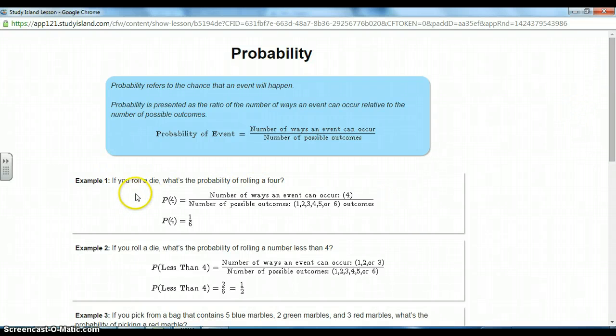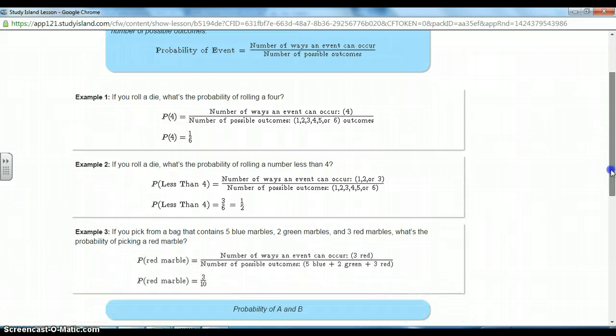So if you roll a die, what is the probability of rolling a 4? Well, the probability of a 4, it can only happen once. That's the number of favorable things. And the number of possible outcomes is 6 because there are 6 different sides to the die. So that's the number of possible outcomes, so that goes on the bottom. But the favorable outcomes of rolling a 4 happens once, so it's 1 out of 6.